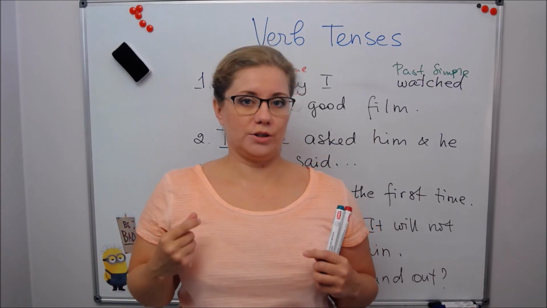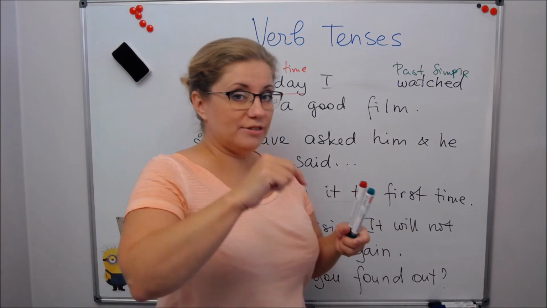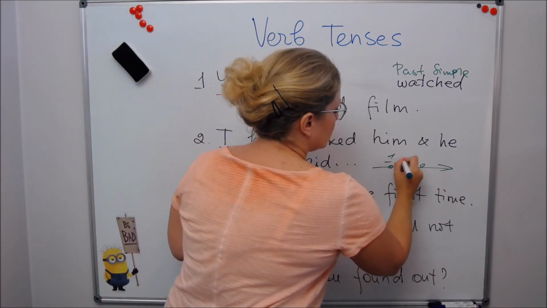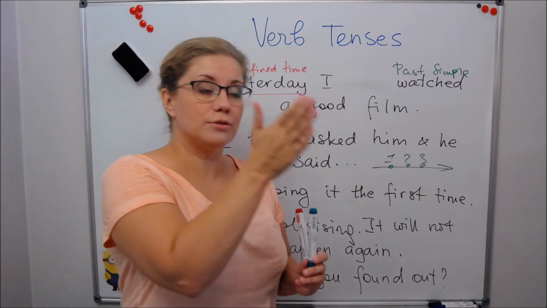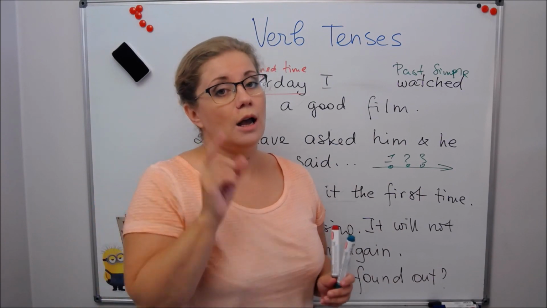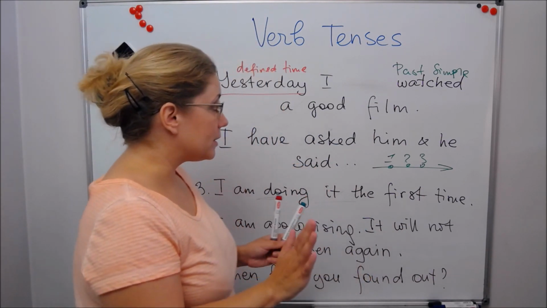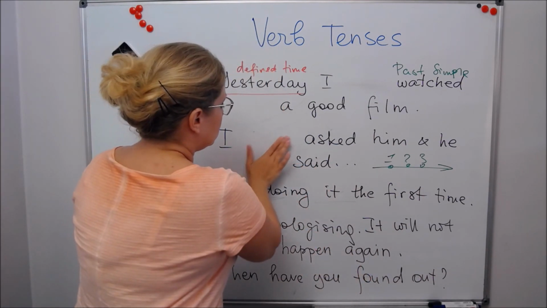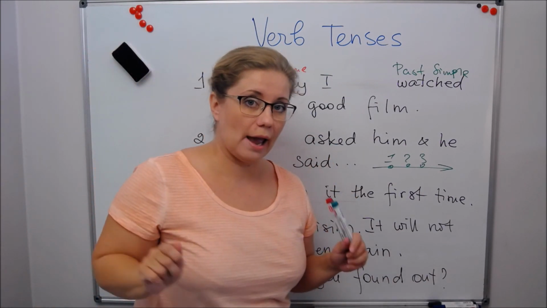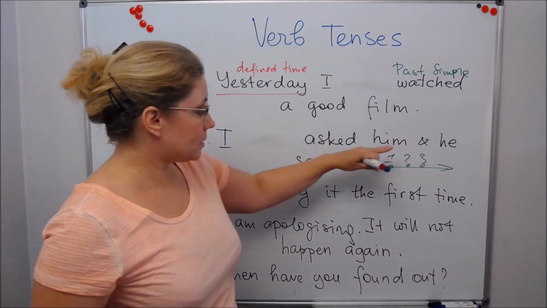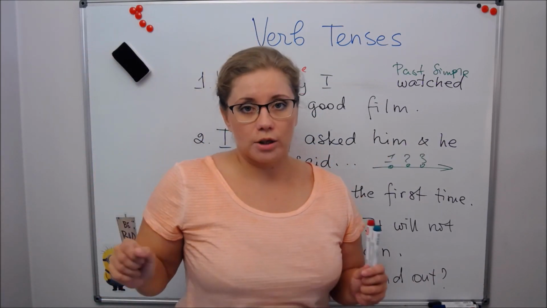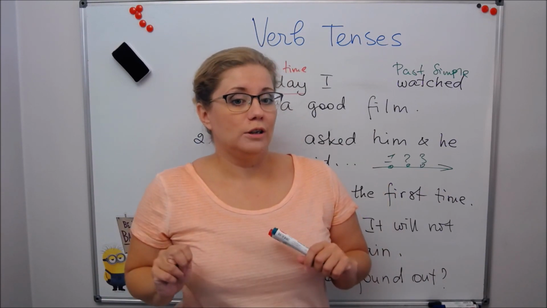"Have you asked him?" But when you have a line of events and you tell them in direct order, first I did that, secondly I did that, and so on and so on, you will be using just past simples. Again, I will erase this "have" and you will say "I asked him and he said." The line of events, you can Google it if you don't remember that.